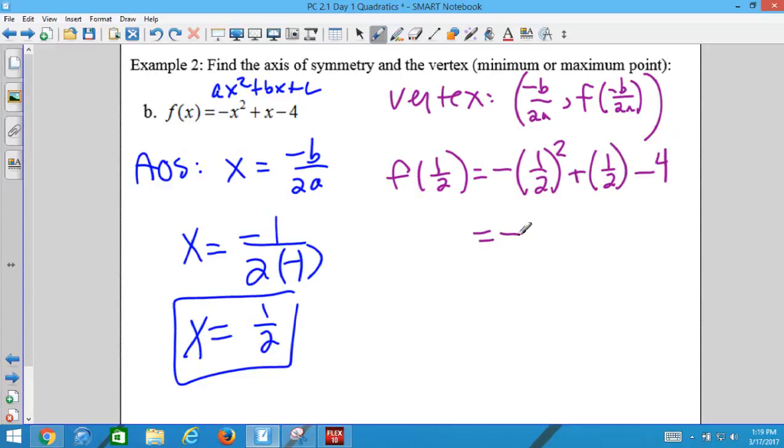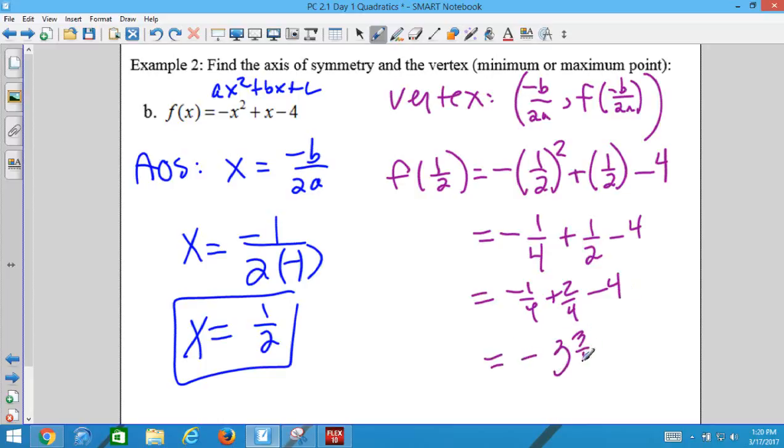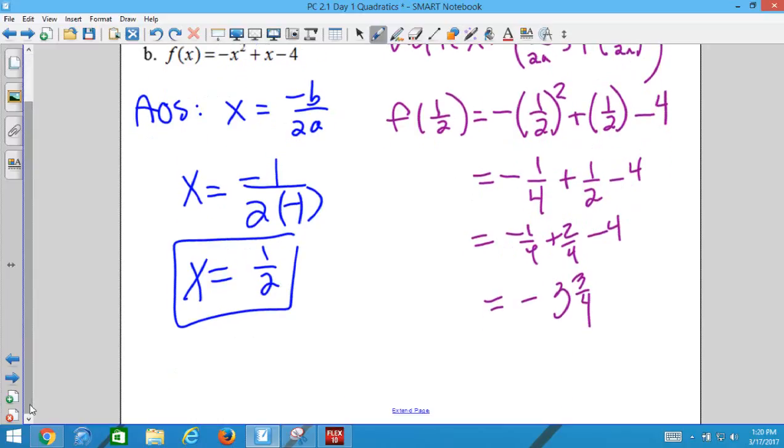Order of operations, you will square what's in the parentheses first, then do outside the parentheses the negative sign. So we'll get negative 1/4 plus 2/4 minus 4, which is negative 3 3/4. So our vertex is the ordered pair, 1/2, comma, negative 3 3/4.